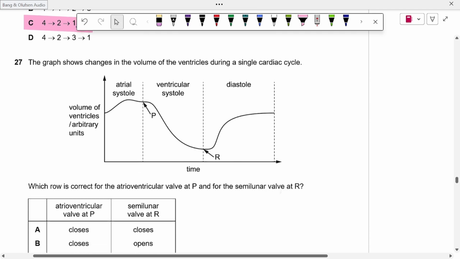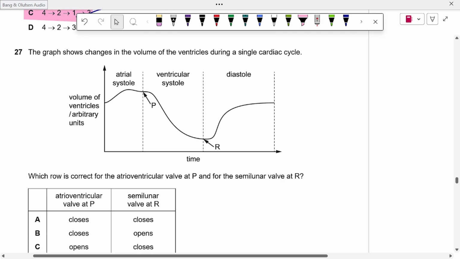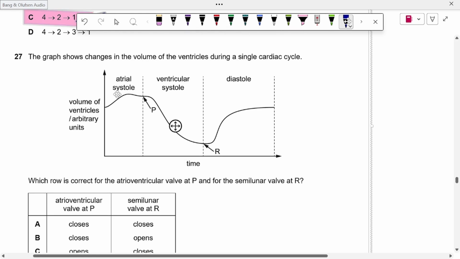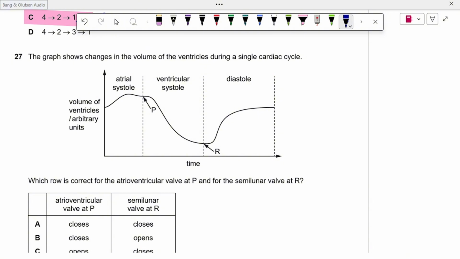Question 27. The graph shows the changes in the volume of ventricles during a simple cardiac cycle. Which is correct for the atrioventricular valve at P and at R and the semilunar valve at R? Okay, atrial systole means your atria were contracting. Then ventricular systole happened, in which your ventricles contract. When your ventricle starts to contract, a particular valve starts to close. It is not completely closed but has started to close. That valve is your atrioventricular valve, which includes your mitral and tricuspid valve. These two valves close here, and they are known as your atrioventricular valve.